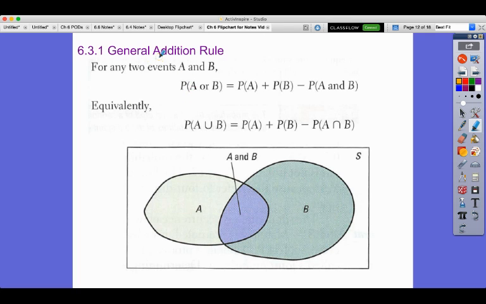All right, general addition rule. So the old addition rule said if these two sets are disjoint, you can just add them. But if there's overlap, we need to subtract something, and here's why. All of A would be all of this stuff. Or B, so we add all of B, and we would get this stuff.